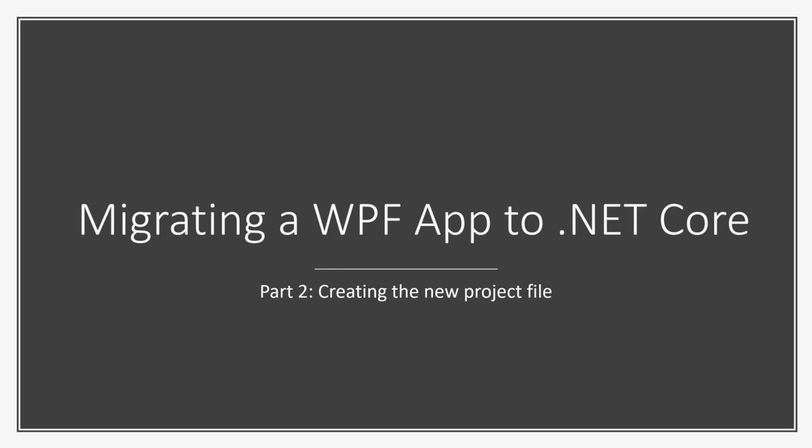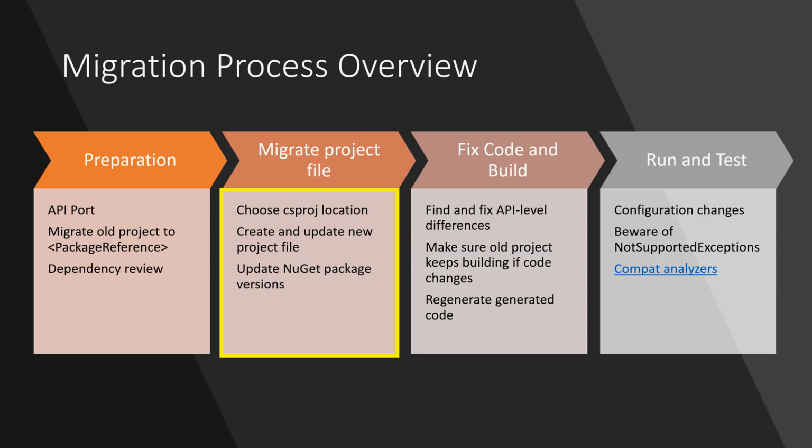Welcome back to migrating a .NET Framework WPF app to .NET Core 3. In this second video, we're going to actually start the migration now that we've done the preparatory work. We're going to create a new CS proj, make sure that we have updated versions of our NuGet packages, so that we'll be all set up for video 3 where we actually start making code changes.